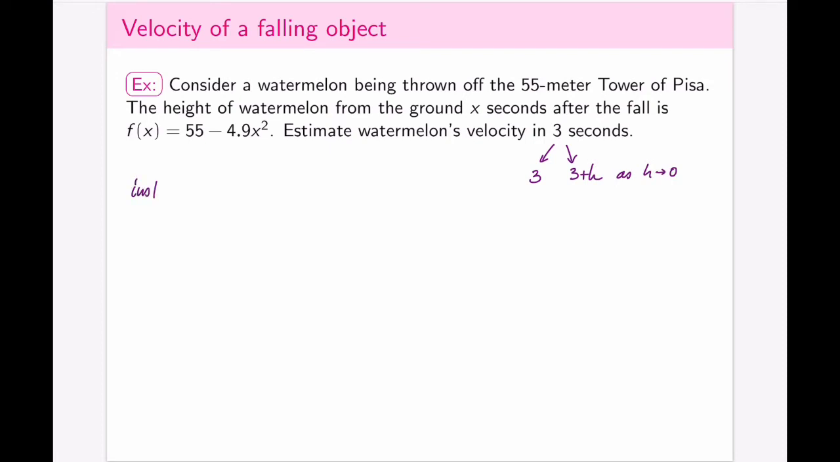So, as on the previous slide, we have that the instantaneous rate of change is equal to the actual instantaneous velocity in this case, which can be computed using the limit and the rise over run formula. So overall, this is actually going to be what the instantaneous velocity is.